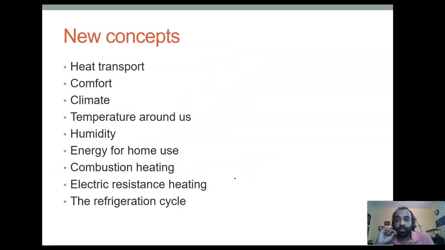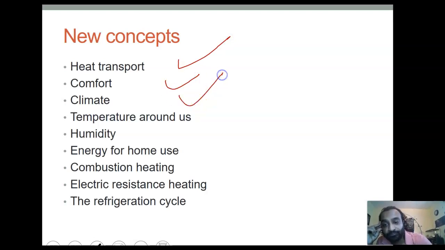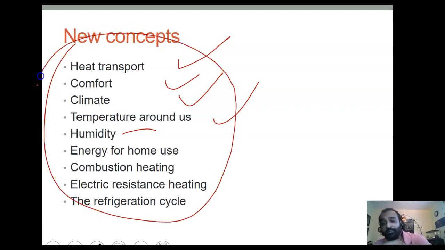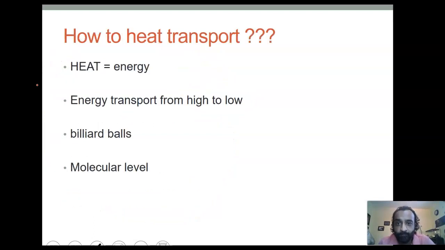Give me a second. So the new concept in the upcoming slide is heat transport. We did that. Human comfort, climate. What is the difference between climate and weather? Temperature around us, humidity, energy for home use, combustion heating, electric resistance heating, and the refrigeration cycle. These are new concepts that we are going to cover throughout the semester. And let's see, I think for this class I will be glad just to do the heat transport. It's here. Okay, heat transport. I think that slide was in the wrong place.